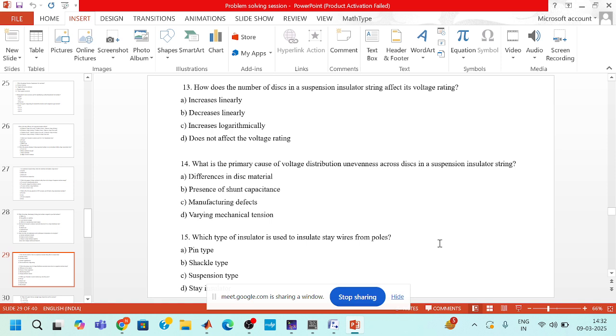How? I think if the voltage is increasing, the number of discs also increases, madam. So does it not affect the voltage rating? Which option? It is C. C, logarithmic. Anyone else?